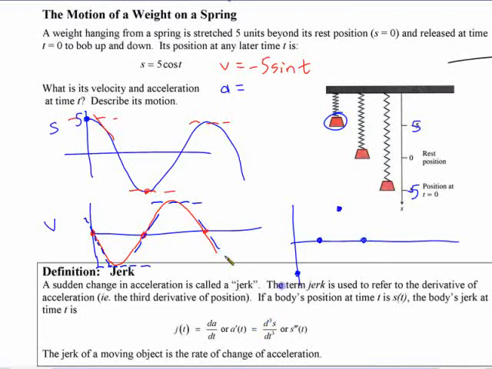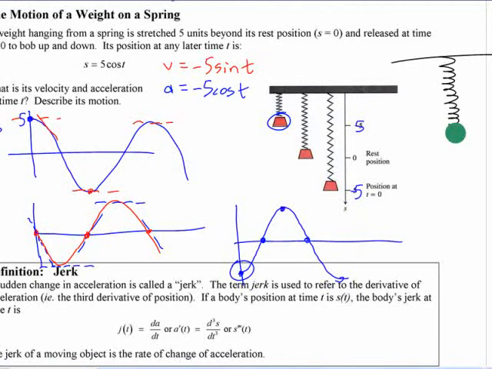And then it's minimum value. What's that the graph of? Yeah, this is negative 5 cos t. At the beginning, the way that the velocity is changing is at its most negative, right?